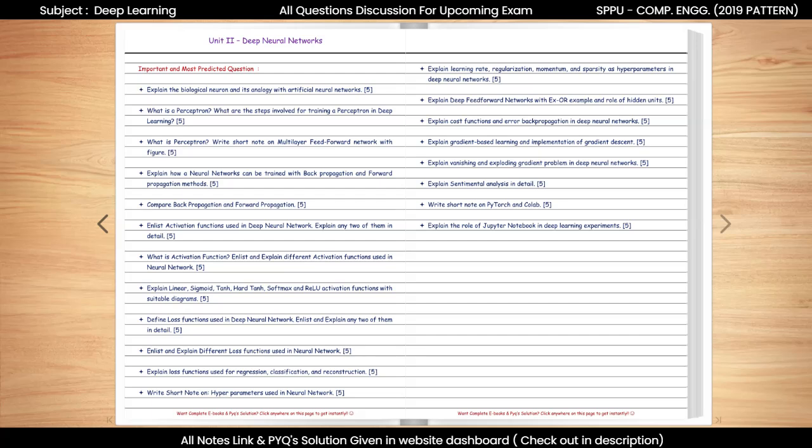Now, let us move on to our next important topic, training neural networks. From this topic, we can expect questions such as, explain how a neural network can be trained with backpropagation and forward propagation methods. In forward propagation, input data moves layer by layer through the network to produce an output. This output is compared with the expected result to calculate error. In backpropagation, this error moves backward through the network to update weights using gradients. Together, forward and back propagation help the network learn from data.